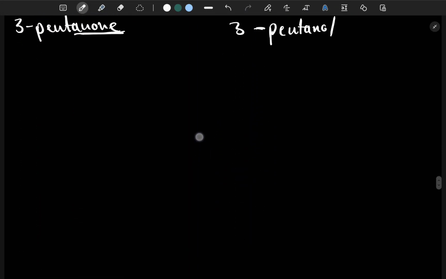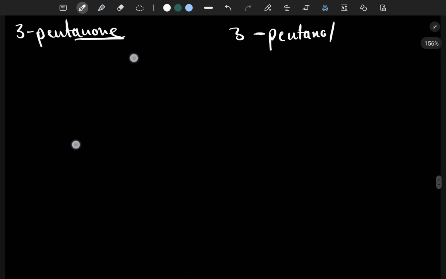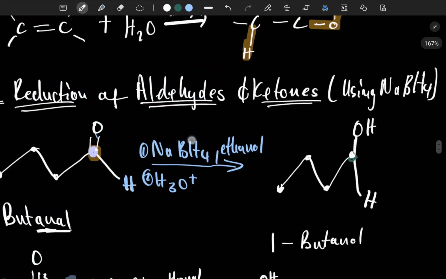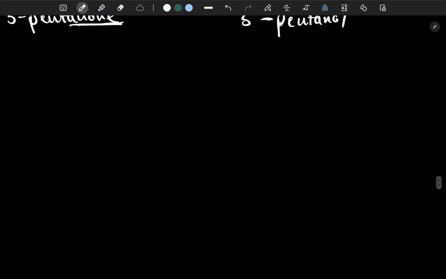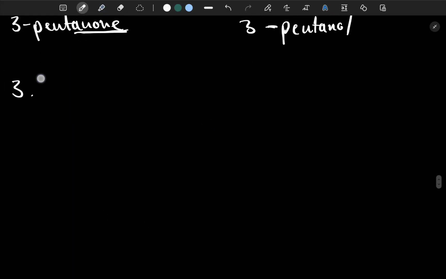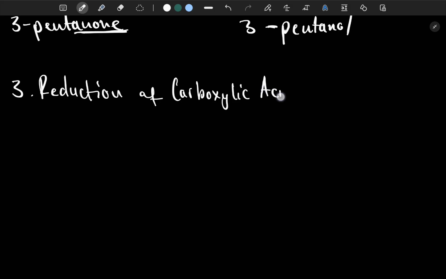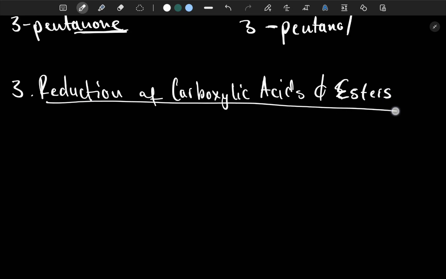Now, for you to see the carboxylic acids, and we can put now on our thing, we've done a reduction of aldehydes and ketones. Now we can say it is reduction of carboxylic acids and esters. And who are we going to use? LiAlH4.